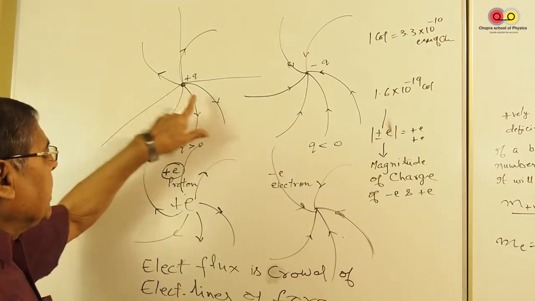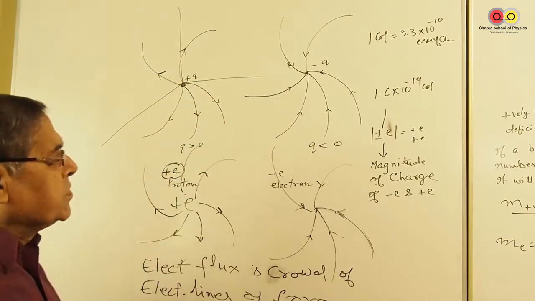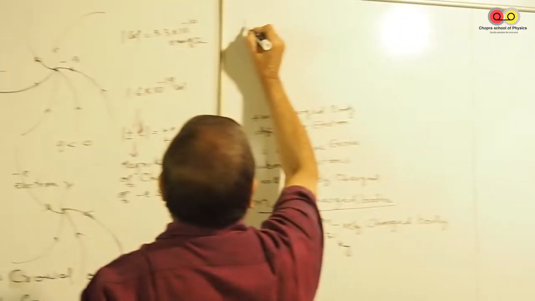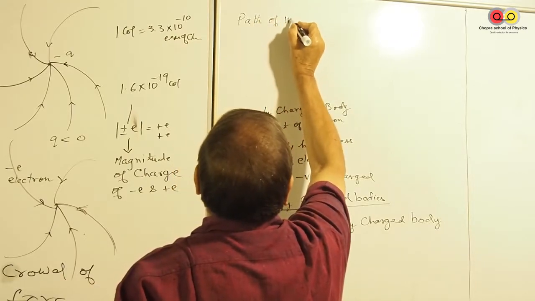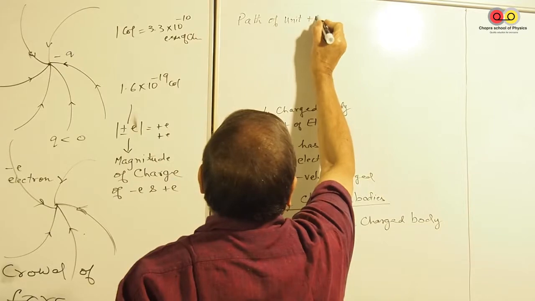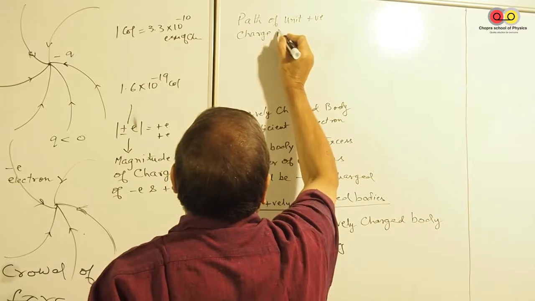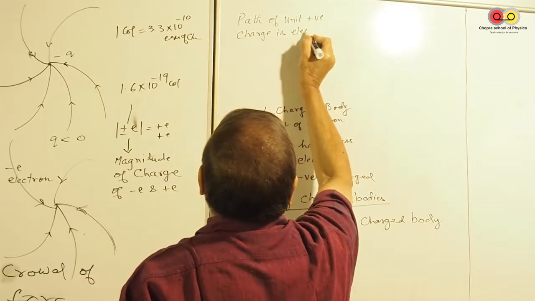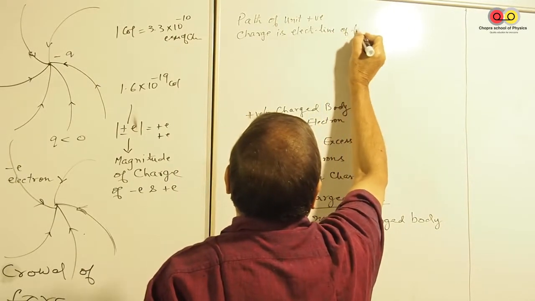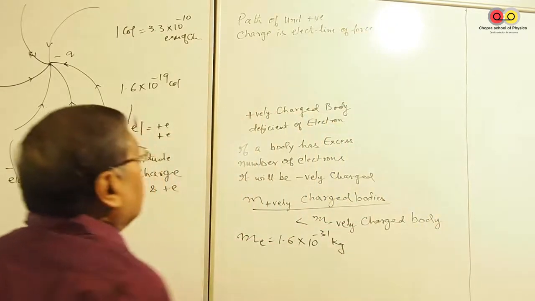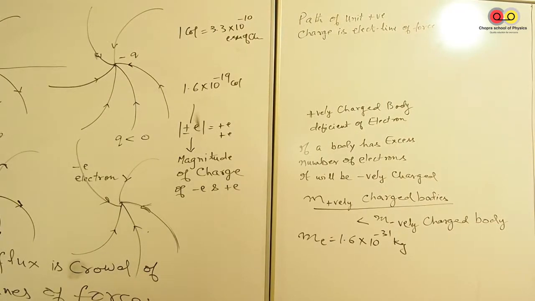One important point: the line of force is that in which a unit positive charge moves. So I will write here: the path of a unit positive charge is the electrical line of force. So the point to remember is that the path of a unit positive charge is the electrical line of force.